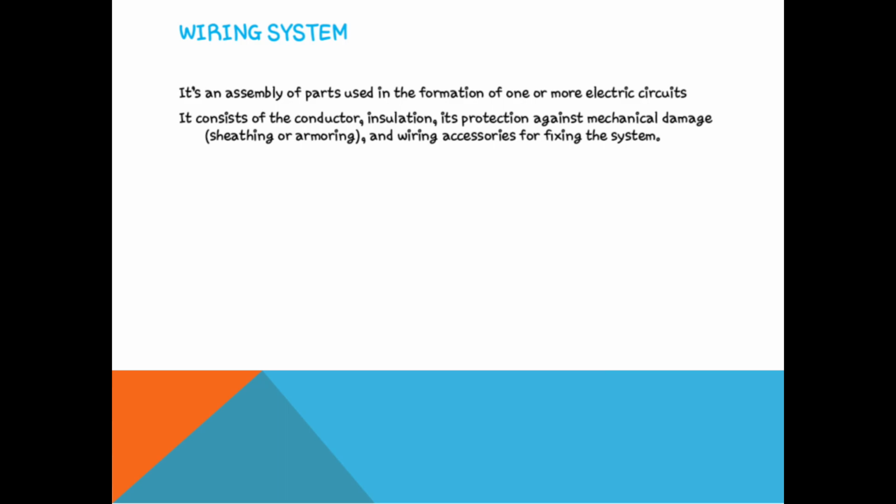So, first, let's define what a wiring system is. A wiring system is an assembly of parts used in the formation of one or more electric circuits. It consists of a conductor, insulation, and protection against mechanical damage, that is the sheathing or the armoring. This sheathing or armoring protects the conductors against any mechanical damage. And also we have the wiring accessories, which are for fixing the system.